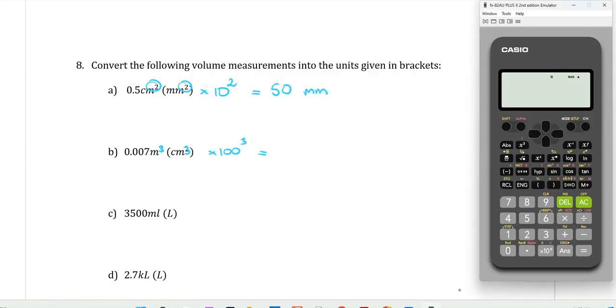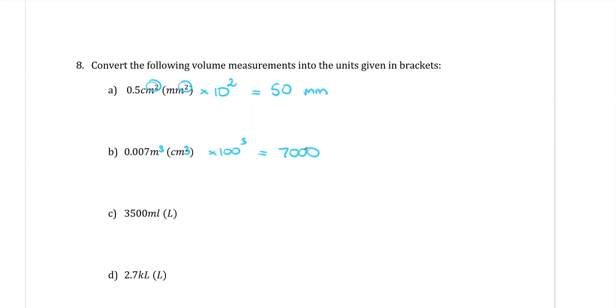So let's type this in. We go 0.007 times by 100 cubed. And we get 7,000 centimetres cubed. And that one was squared, millimetres squared for the first one. It's easy to mix them up. You've got to be very careful with those powers.